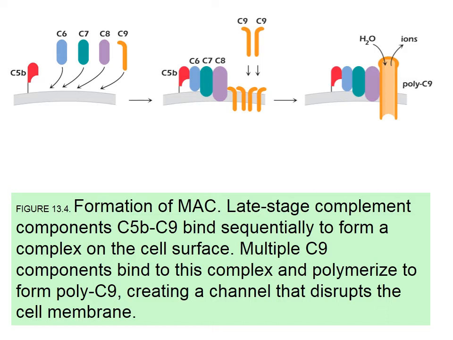They will kind of bore a pore into the cell membrane and disrupt the cell membrane, and you have this osmotic disequilibrium. So you have all the salts and water moving in and out of the cell, and it will totally disrupt the cell membrane. The whole idea is that multiple C9 components bind to this complex and basically polymerize. This polymerization will create a channel, and that will disrupt the osmotic balance of water and ions, and then you will lose the equilibrium there.